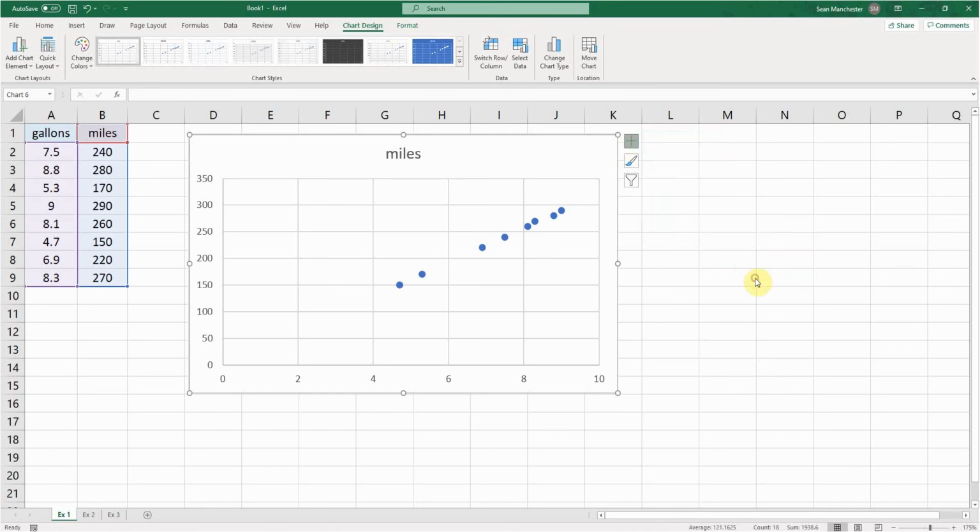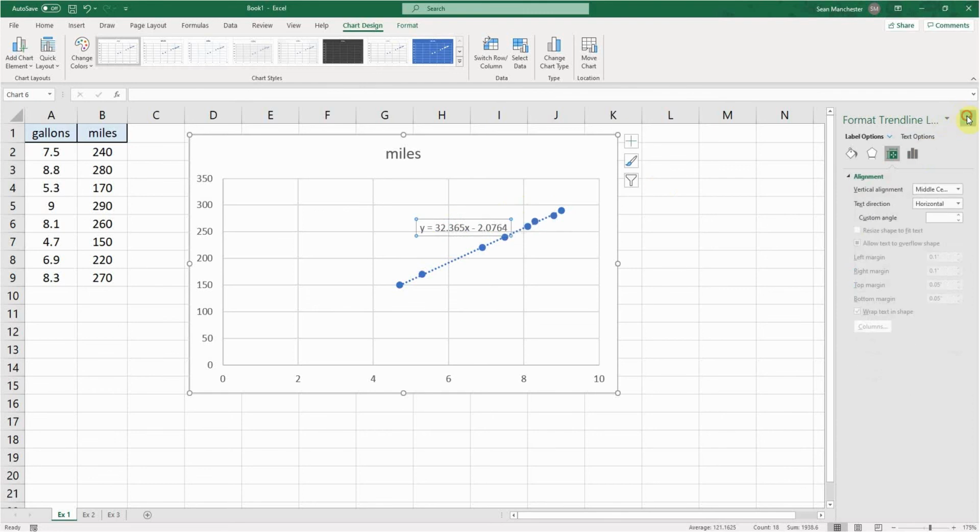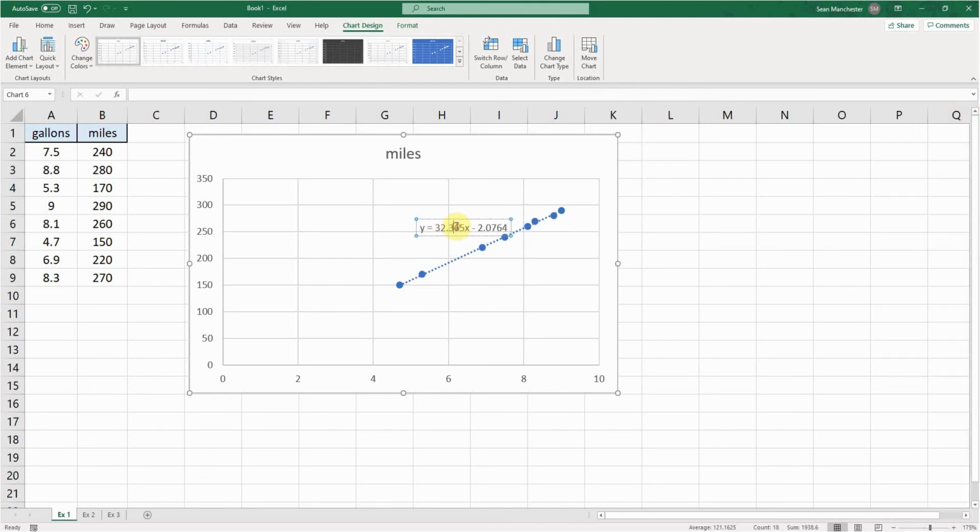If I, again, go to more options, I could play around with the different options, but this one looks pretty clearly like it should be modeled by a linear function. So we'll leave it as a linear model, making sure we display the equation. And what we want for our problem really is just the equation. That's all we're really concerned about here. So let's go ahead and bring our equation over.